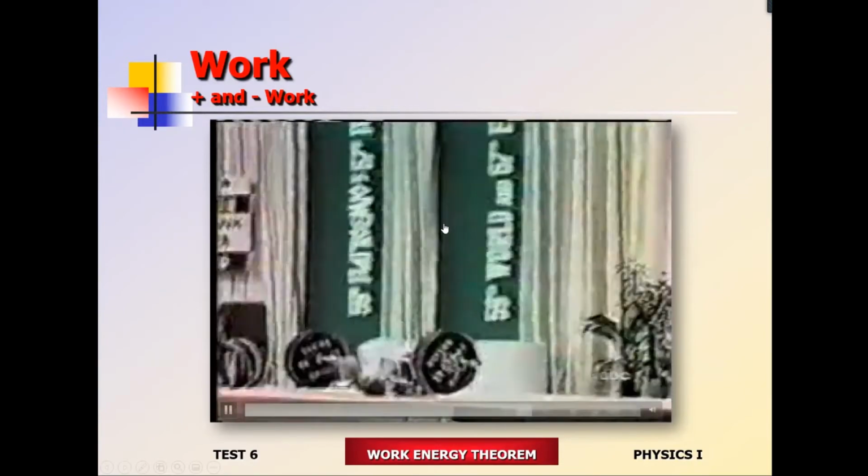Positive work. Force and displacement were in the same direction. So energy got transferred to the weights, which means that these weights right now have energy. Once again, it's the same thing: if you're not careful, they can do work on you. They have the capacity to apply a force on you and make you move along the direction of the force.